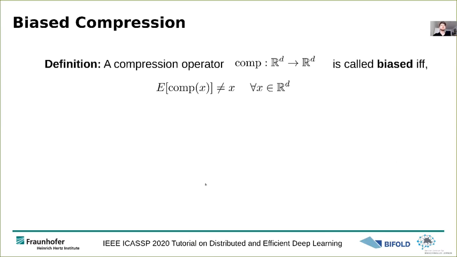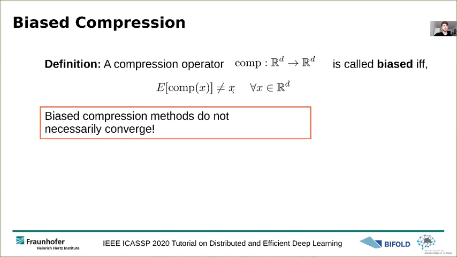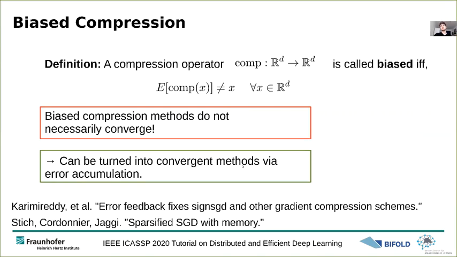So biased compression obviously just means that the compression operator in expectation changes the input. One very important thing about biased compression methods is that they do not necessarily converge. I mean, sure, if you just use any biased compression algorithm, of course, you cannot expect that you get any bounds on the convergence. But, and that's a very, very big but, they can be turned into convergent methods via a process that's called error accumulation.